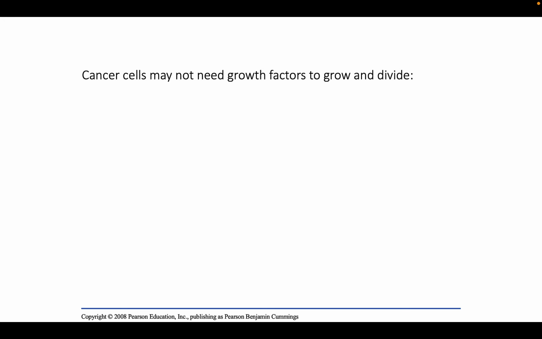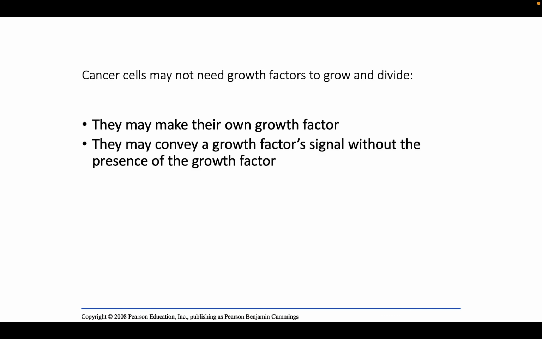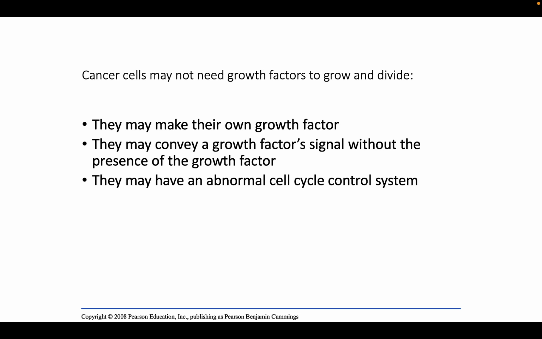Normally, a cell needs growth factors to divide, but cancer cells can escape that in different ways. Some cancer cells make their own growth factor, and some cancer cells convey the signal that growth factor is present without it actually being there. And again, this all goes back to the cell cycle control system. The cell cycle control system will tell cells not to divide if there's a problem in the cell or if there are too many cells already. And cancerous cells escape that and ignore that cell cycle control system.